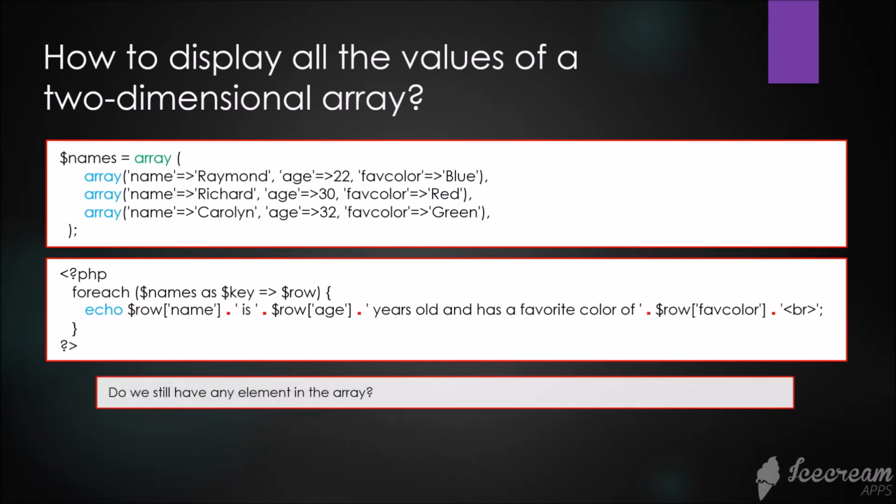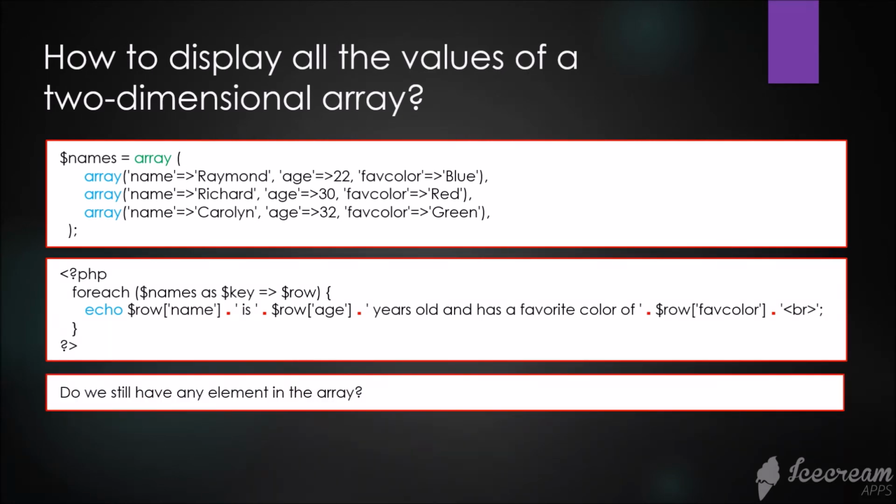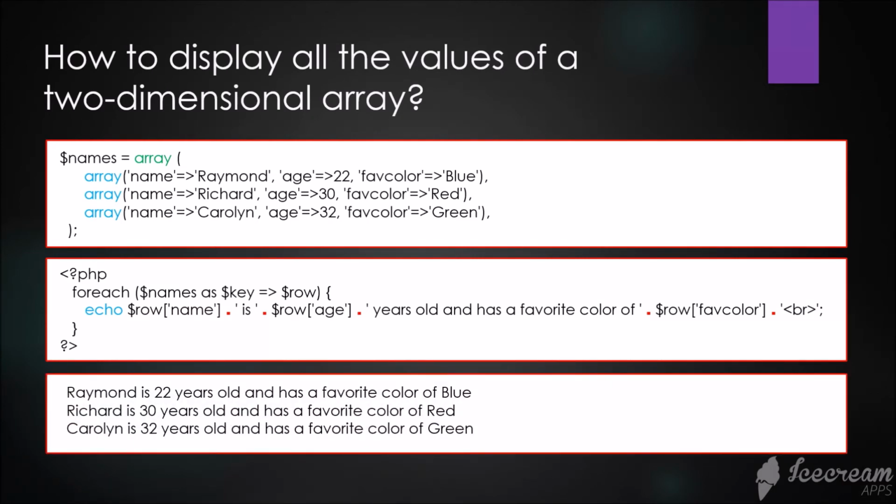Next iteration. There's no more iteration. So, do we still have any element in the array? If none, of course, the final output will be this one. That's how we manage a multi-dimensional array, basically a 2-dimensional array. I want you to be familiar with it, guys, because if you're already managing a database, the return value of the query that you're going to create is an array, a multi-dimensional array. That's why it's better to get used to multidimensional arrays.